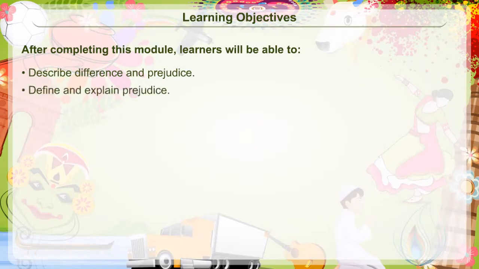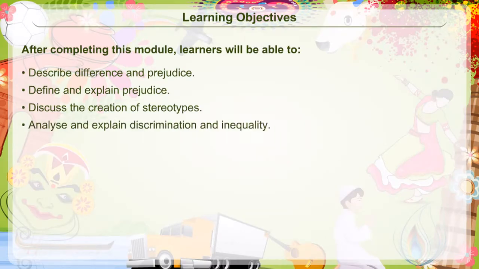Learning objectives. After completing this module, learners will be able to describe difference and prejudice, define and explain prejudice, discuss the creation of stereotypes, analyze and explain discrimination and inequality, and explain the struggle to achieve equality.